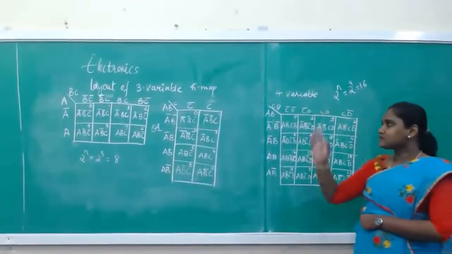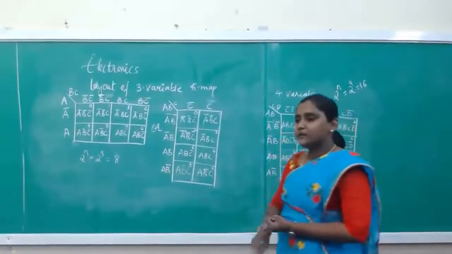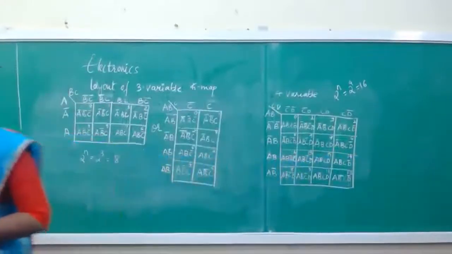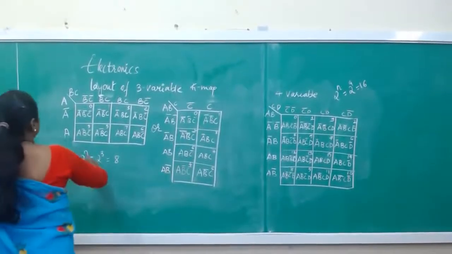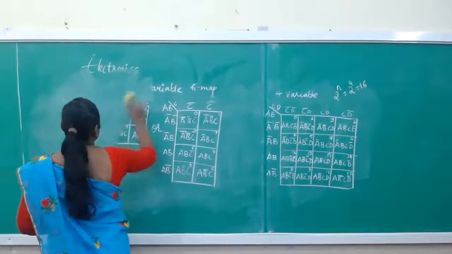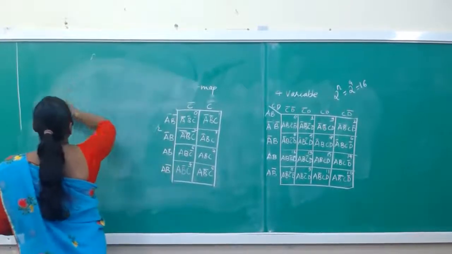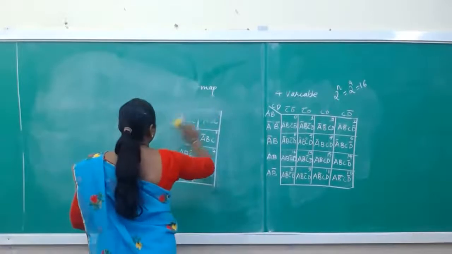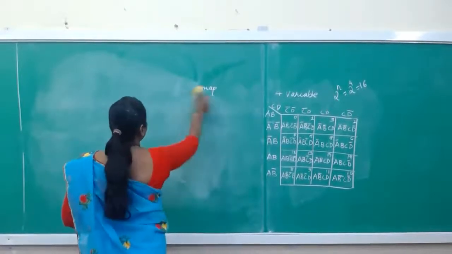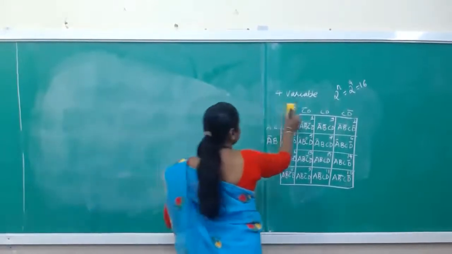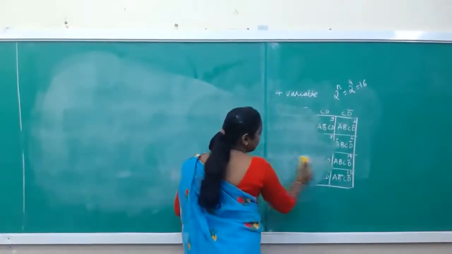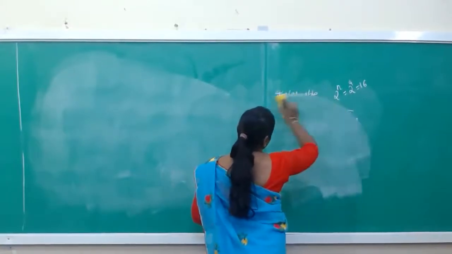Right? So we have discussed the layout of the 2 variable K-map. We have discussed the layout of the 3 variable and 4 variable K-map also. Let us move further with the four variable K-map, where you will be coming across many concepts. With the explanation of those concepts itself, I will consider those definitions also.